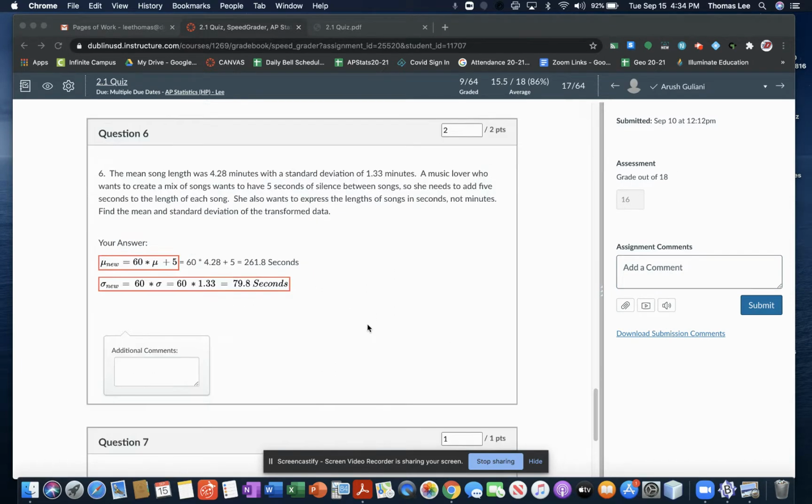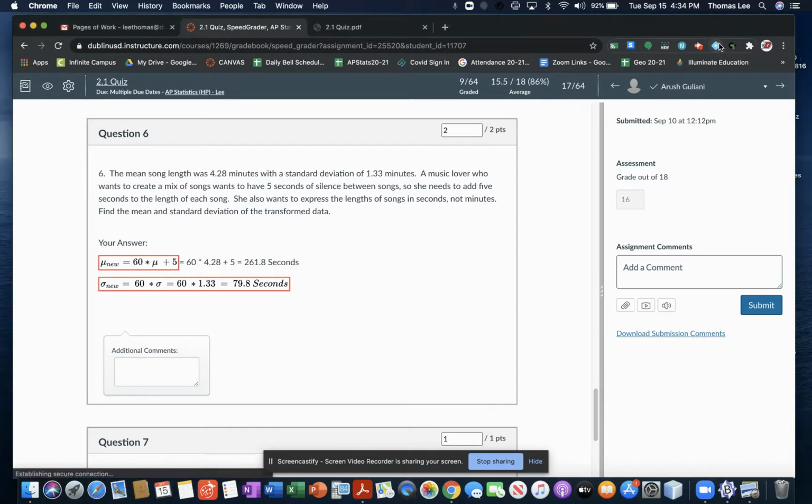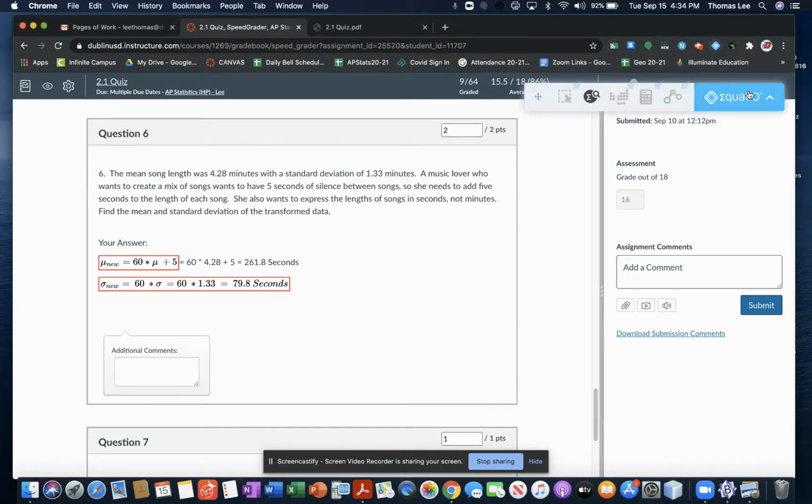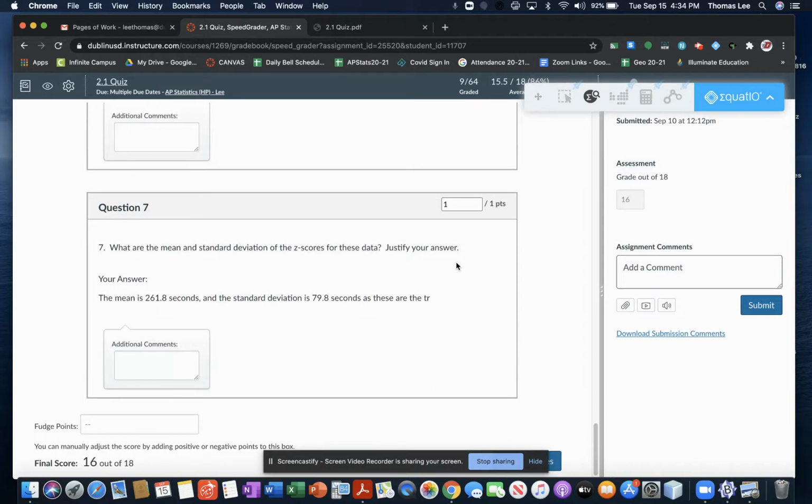Again, I really appreciated this student figured out how to insert these math formulas, which I think is really kind of cool. I don't know what software package this student used. Personally, I use Equatio, which allows you to insert equations. It's free. I use the free version, but you can use anything.